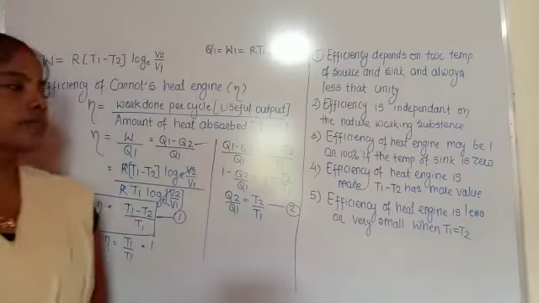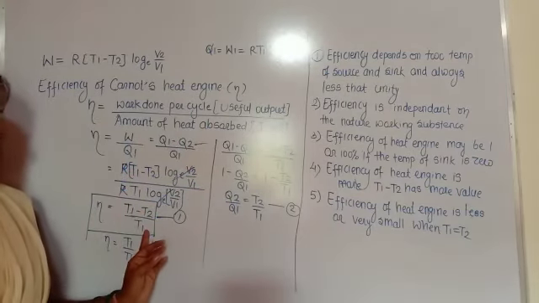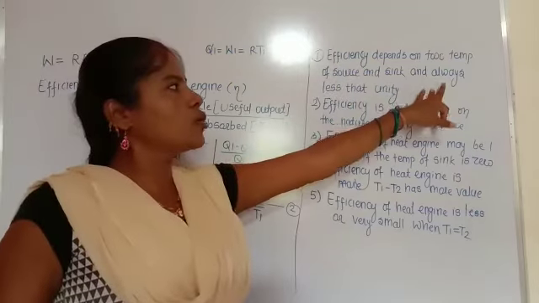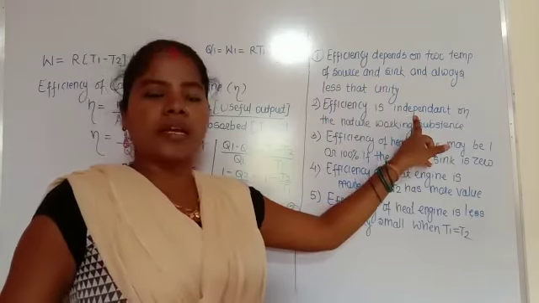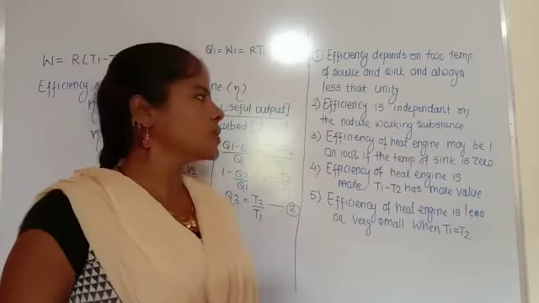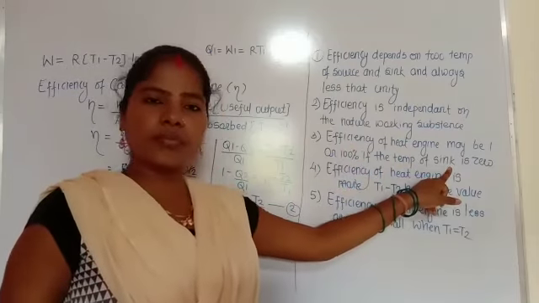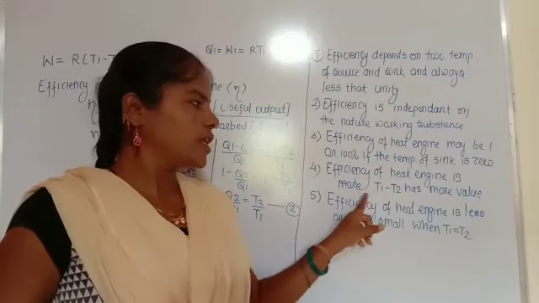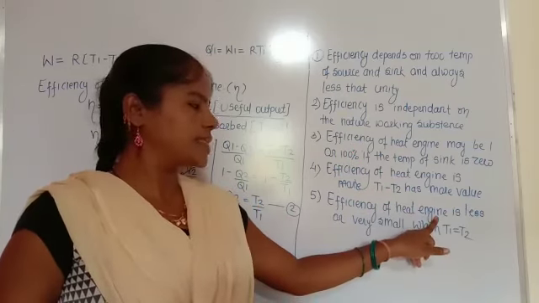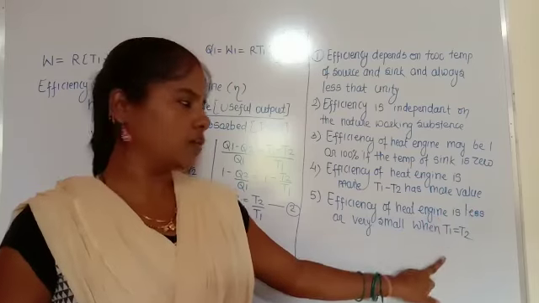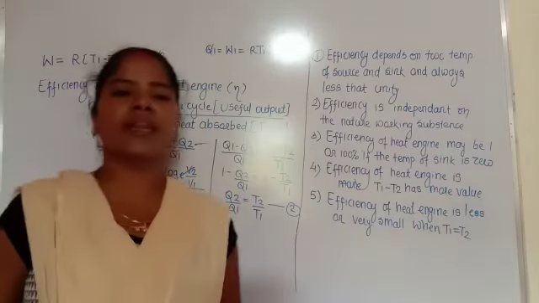You can understand easily from these points, with efficiency η = (T1 − T2)/T1. First, efficiency depends only on the two temperatures and is always less than unity. Efficiency is independent of the nature of the working substance used. Efficiency of a heat engine may be 1 when the temperature of the sink is 0. Efficiency is more when T1 minus T2 has the greater value, and less or very small when T1 equals T2. So this is the expression for the efficiency of the Carnot heat engine.